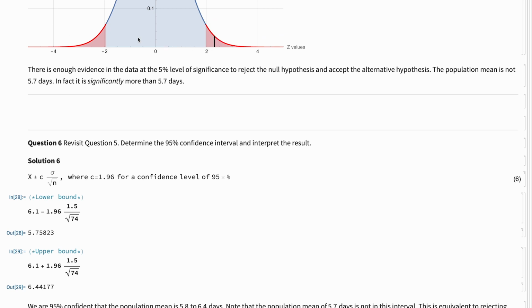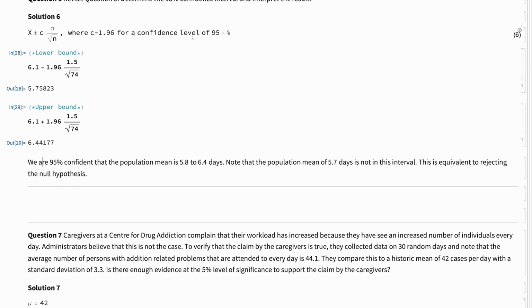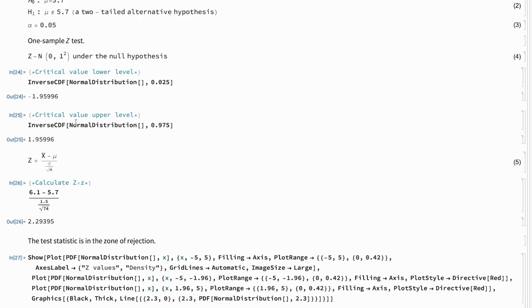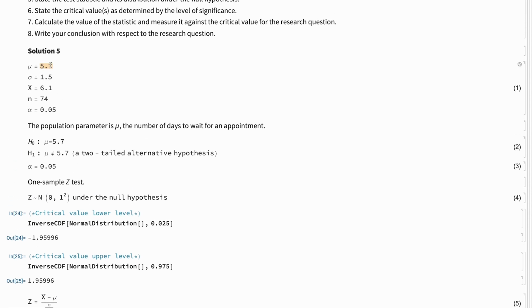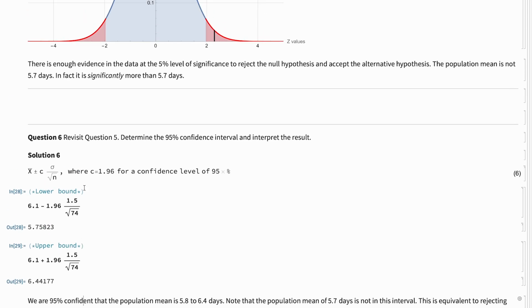If I convert this 95% most probable values to a lower bound and an upper bound above X bar this time, so I'm taking X bar minus 1.96 times the standard error and 6.1 plus 1.96 times the standard error, I get a lower bound and an upper bound, and look at that. The value under the null hypothesis, mu, right up there. Remember, mu was from our problem 5.7. That 5.7 is not in my 95% confidence interval. And so if it is not in that confidence interval, it's the same as rejecting the null hypothesis, which is exactly what we did. These solutions go hand in hand.